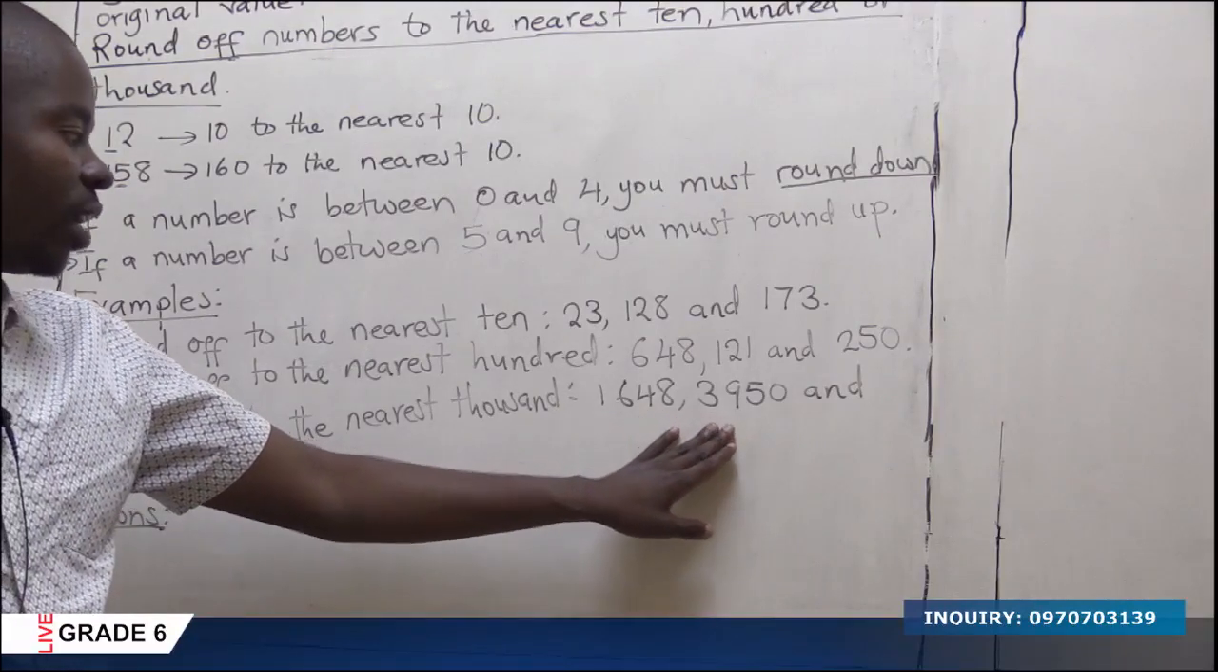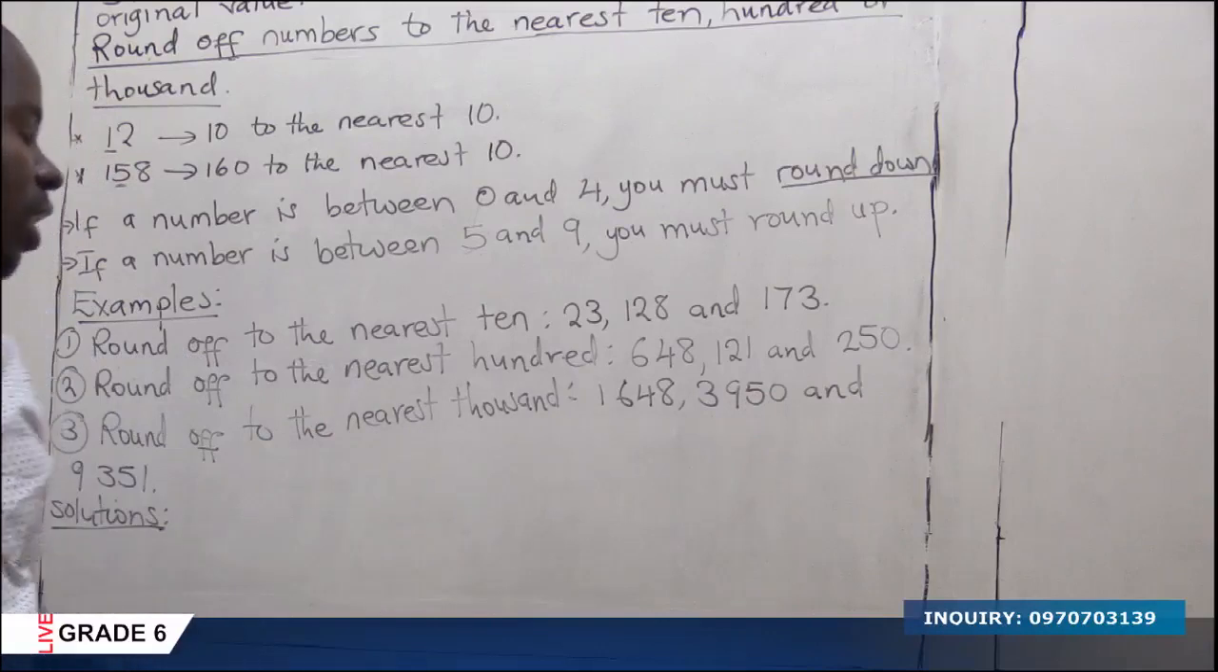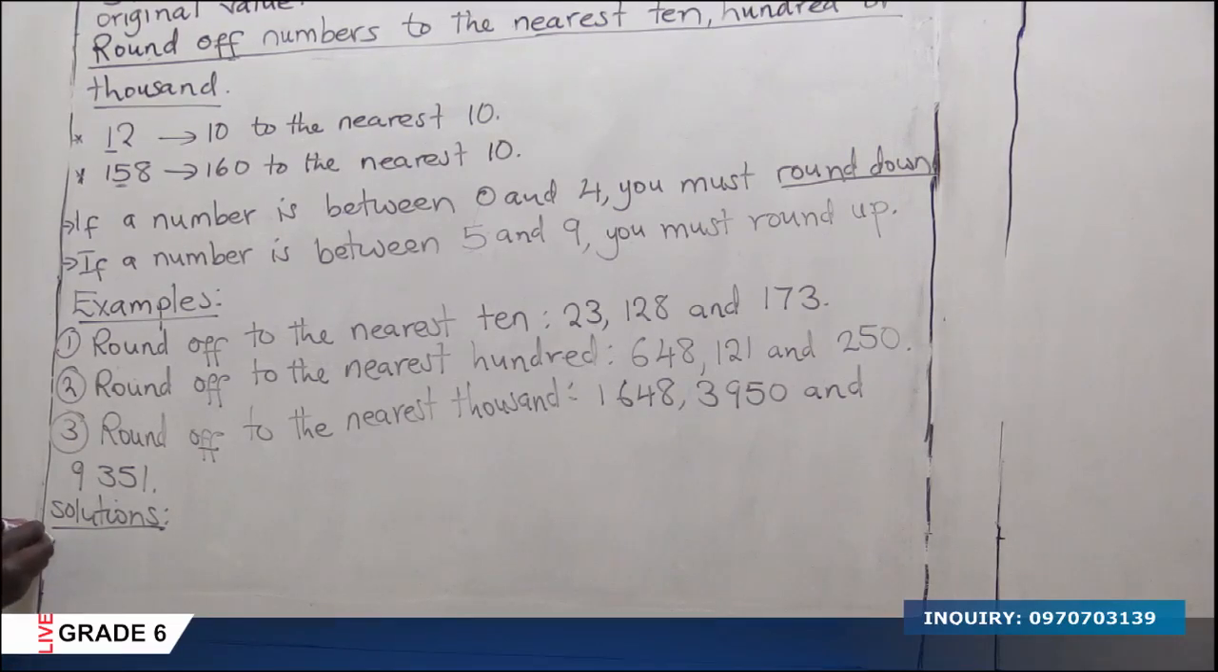1,648, 3,950, and 9,351. So you must round off those numbers to the nearest 10, 100, and 1,000. So let's start with number 1, boys and girls.